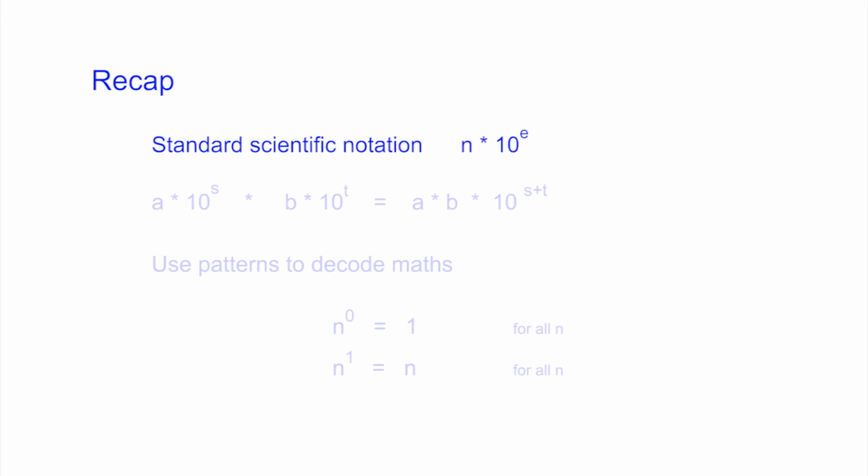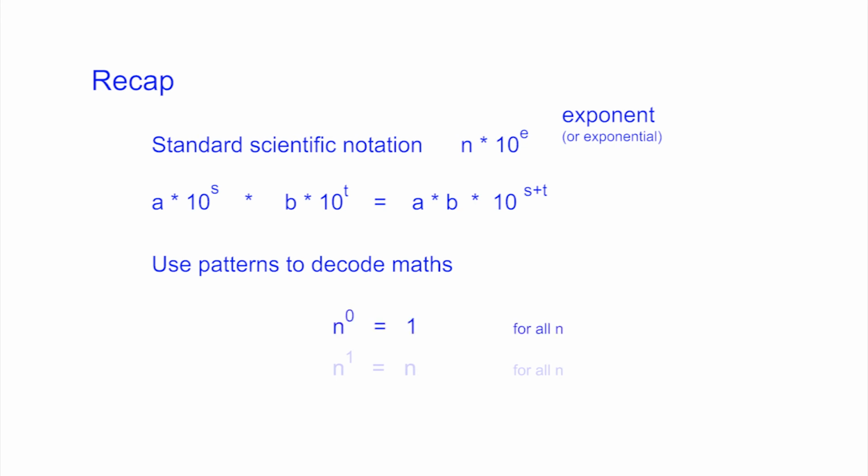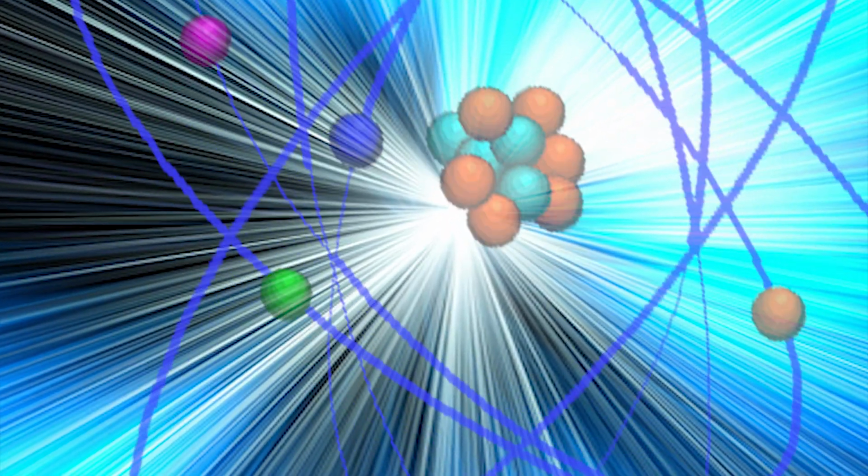Standard format has one digit to the left of the decimal place and is multiplied by 10 to the power of a number known as the exponent or exponential. When multiplying standard format numbers, we multiply the small, easy to handle numbers and then just add the exponentials. Patterns help to explain otherwise confusing mathematical notation and what negative exponentials mean. Any number raised to the power of 0 is 1, and any number raised to the power of 1 is itself. Two facts that surely are going to become useful one day. Now, go and multiply the speed of light by the size of a sulfur atom.